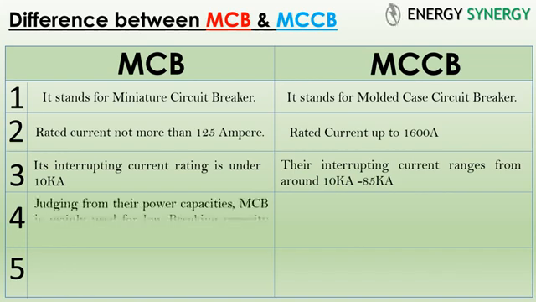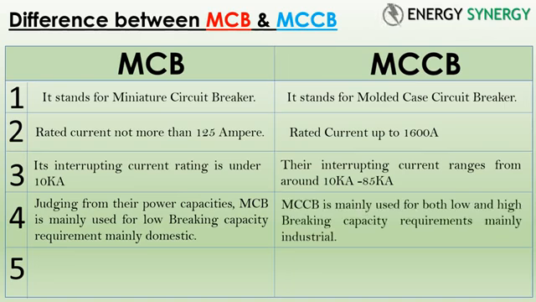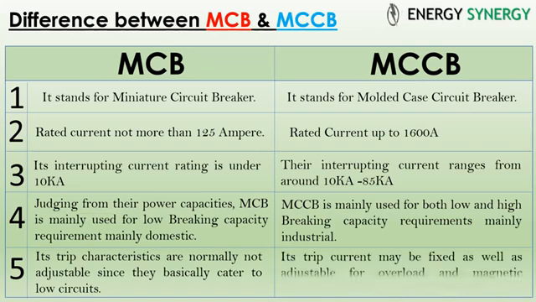Judging from their power capacities, MCB is mainly used for low breaking capacity requirement, mainly domestic. MCCB is mainly used for both low and high breaking capacity requirements, mainly industrial. MCB's trip characteristics are normally not adjustable since they basically cater to low circuits. MCCB's trip current may be fixed as well as adjustable for overload and magnetic setting.